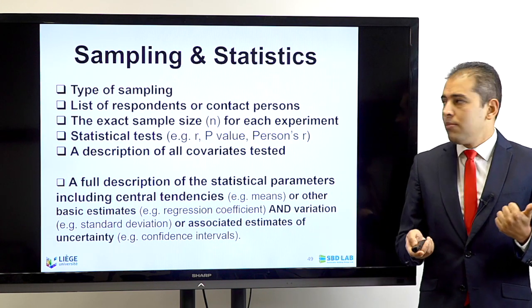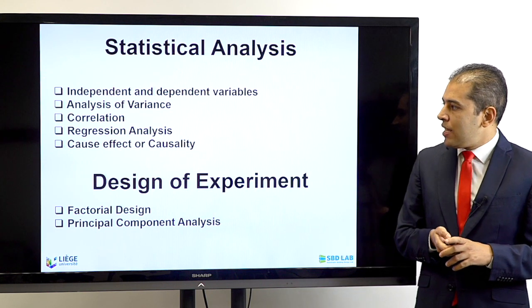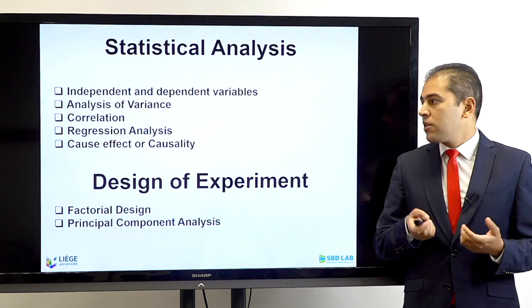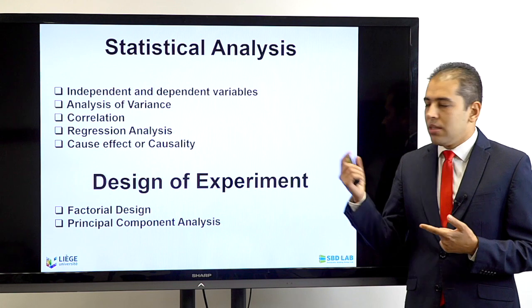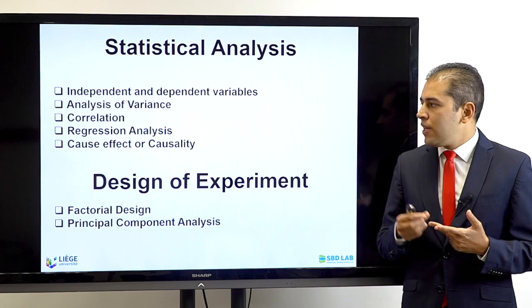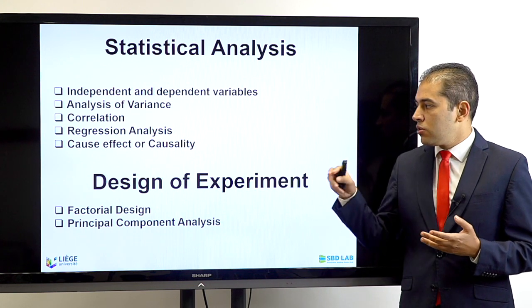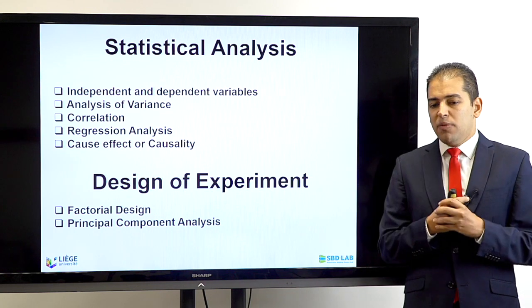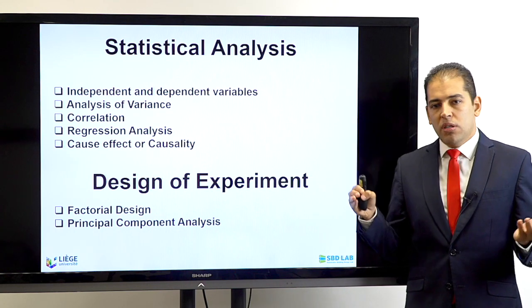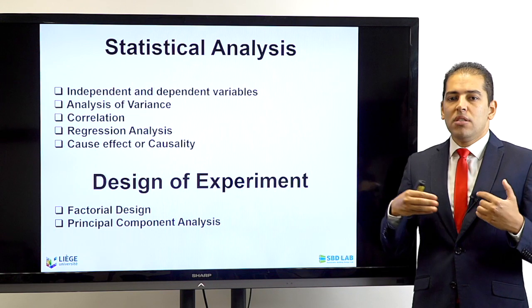I have to look at them, but in my analysis I also have to look at different aspects, like I mentioned before: the independent and dependent variable, the analysis of variance, the correlation, the regression and cause and effect, or the causality if possible. Definitely it doesn't always go like that in reality. This is the ideal way.